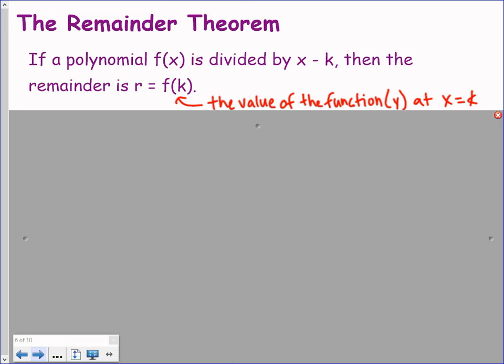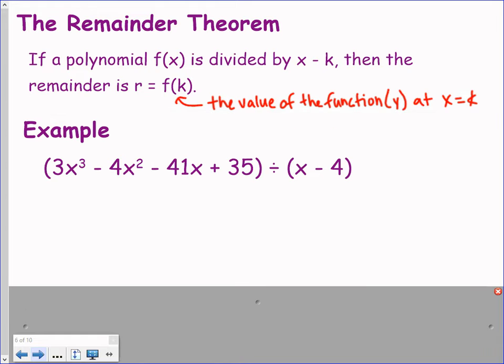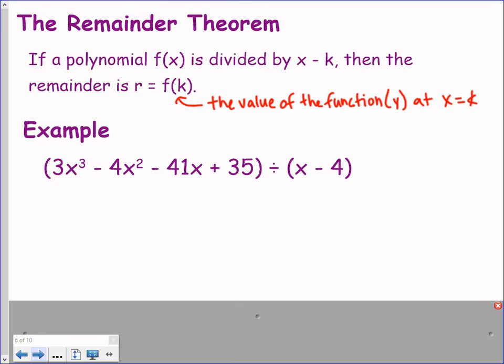So by dividing by that linear factor, we can find values of polynomial functions, y values, output values, for that x equals k. And so here's an example. Suppose we have 3x cubed minus 4x squared minus 41x plus 35, and we want to divide it by x minus 4.